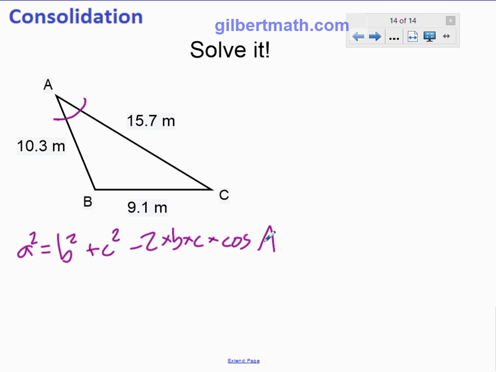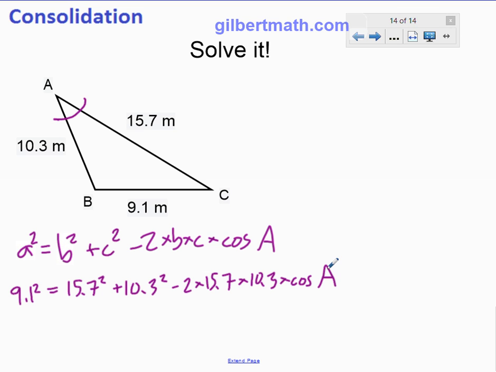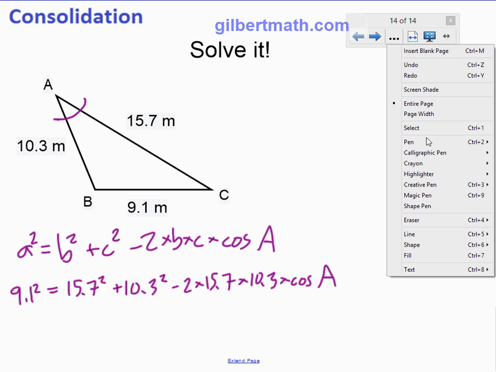So when we plug everything in, this is what we're going to be looking for. Now I'm going to plug in all the information that I have, remembering I do have side a now. So 9.1 squared is equal to 15.7 squared plus 10.3 squared minus 2 times 15.7 times 10.3 times cos, and I just put an A here because I do not know the angle. Remember, big A means it's an angle and it's not side A.